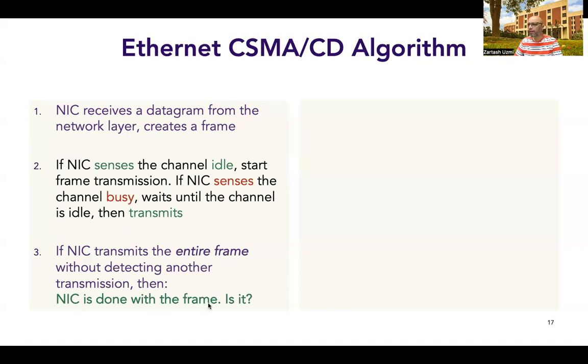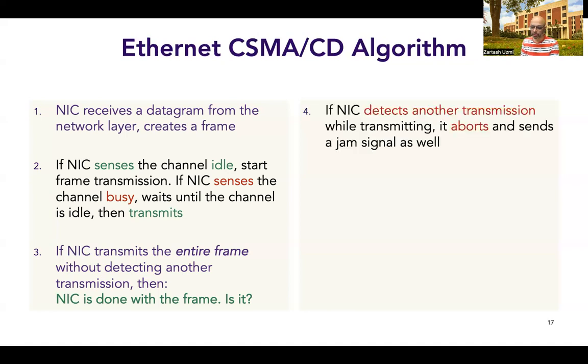Is that the case? Well, it is the case if your frame meets a certain requirement. I'm not going to go into the details of that. Your frame has to be of a minimum size in order to be satisfied that once you are able to transmit the entire frame, the job is really done, or could there still be a collision? If the frame meets that minimum size criteria, then you will be guaranteed that there will be no collision. Okay. If the network interface card detects another transmission while you are transmitting, it will abort and send a jam signal as well. And after you abort, you will need to retransmit that frame.